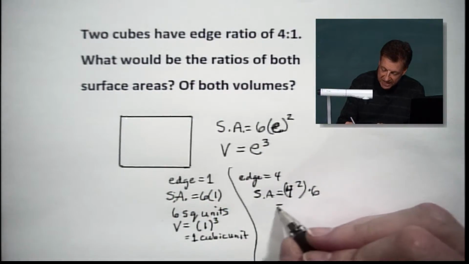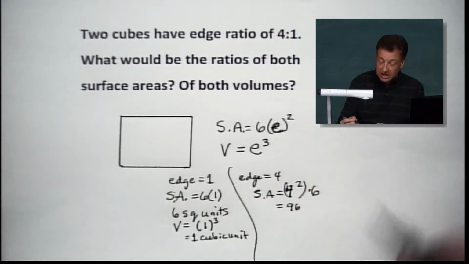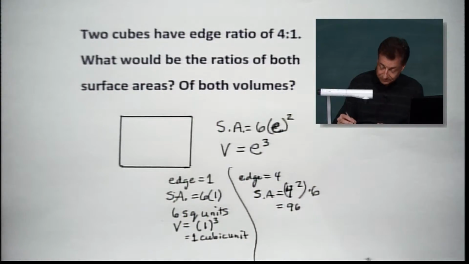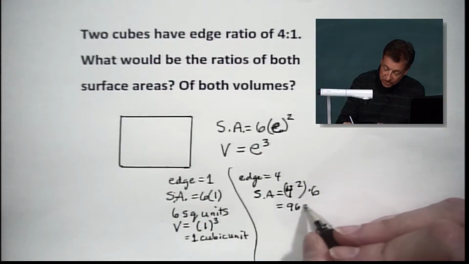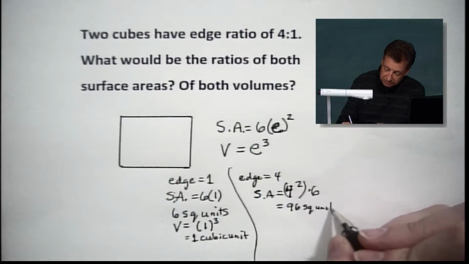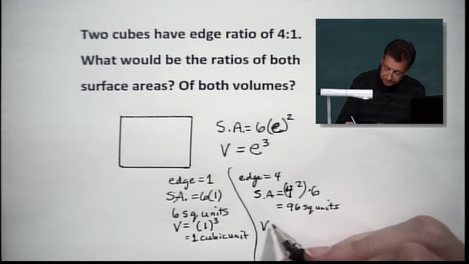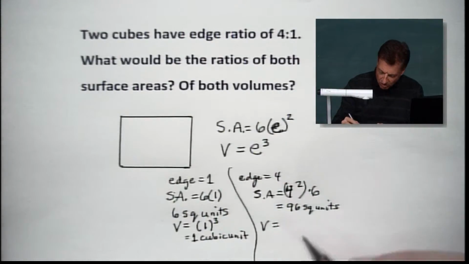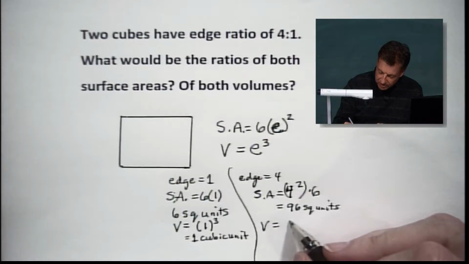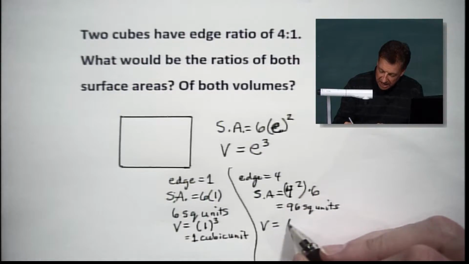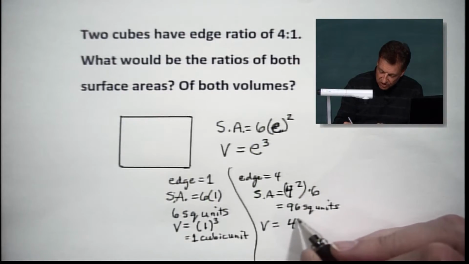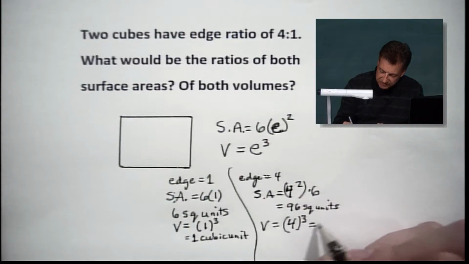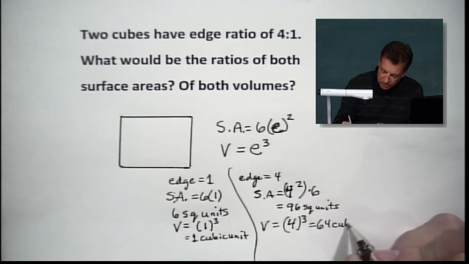So we're going to take that. It looks like it's going to be 96. That's a pretty big difference, you know? 96, what is this? Square units. And our volume, how about it? Let's take it 4 to the 3rd power. And this is getting pretty hefty here. How about it? We're going to put 4 to the 3rd. That's going to give us 64 cubic units.